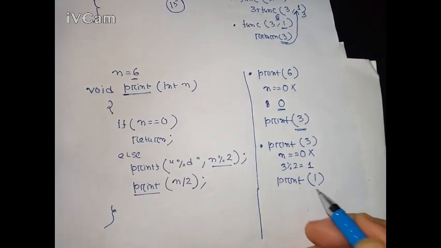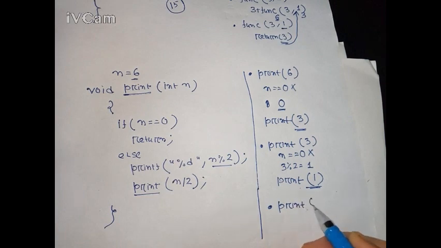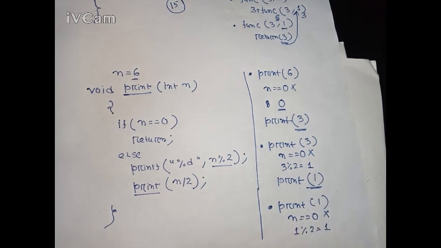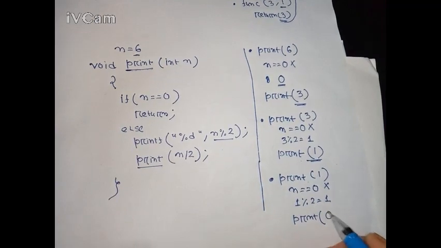We don't know the value of print 1, so it will call the print function again. Look at this, this one is my print function again. So it checks n equal to 0. It says no, it's not equal to 0. So in the else part it prints 1 modulus 2, that is 1, and finally it will call the print function with 1 divided by 2, which means 0.